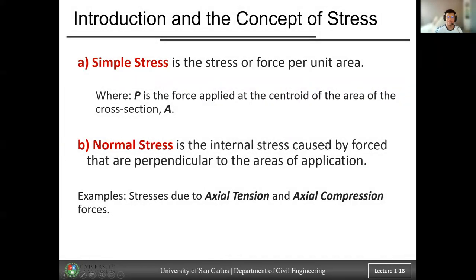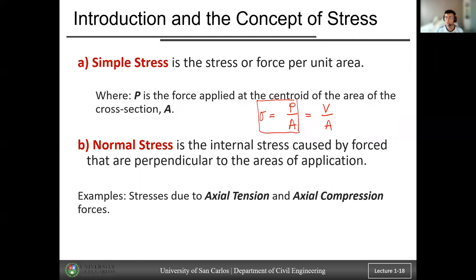So simple stress is just the stress or the force per unit area, where P is the applied force and A is the area of the cross section. So usually stress is this formula, force over area, or it could be V over A, depending on the direction of the force. As far as I can remember, you only have one formula for stress, but we need to take into account the direction of the force for us to know what type of stress we are dealing with. So I think the general formula for stress is force over area.